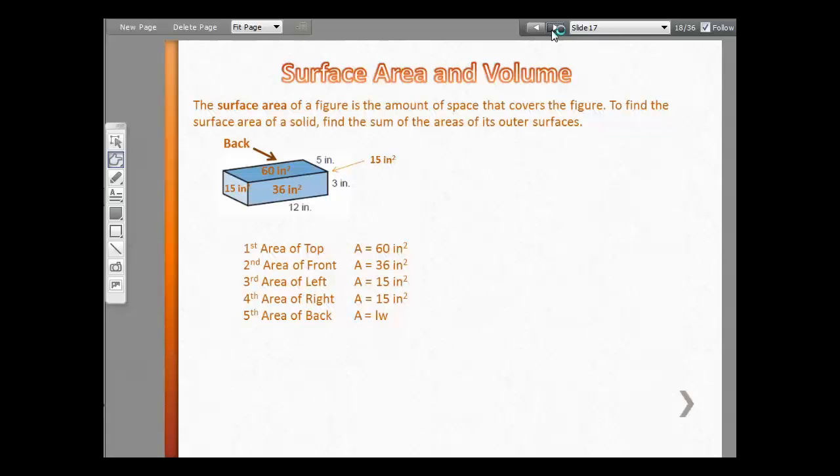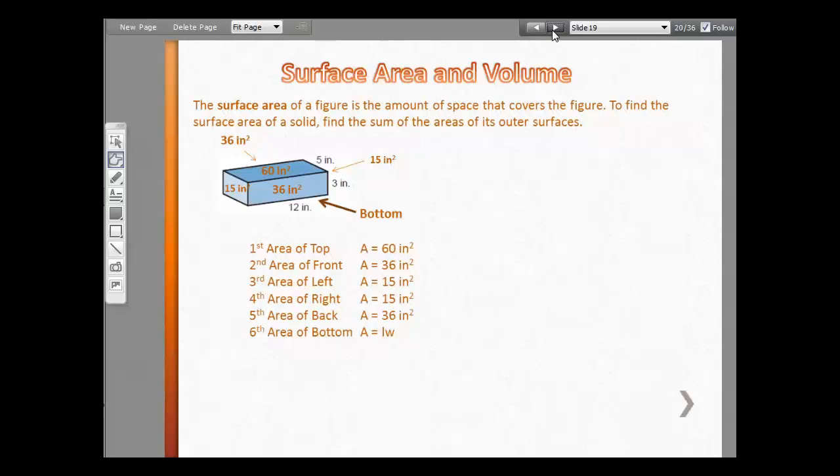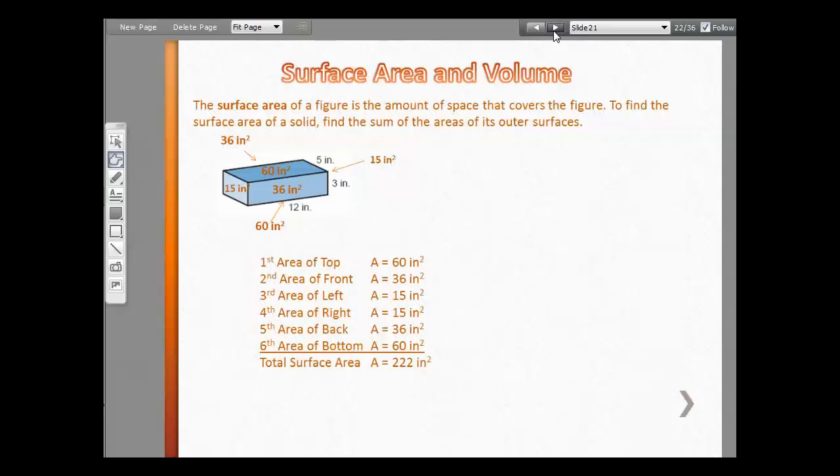Then you're going to do your back. It's length times width. You know you've got, what, 12 times 3? Remember I told you your back is going to be the same as your front? I wasn't telling you a story. 12 multiplied by 3 is 36 inches squared, which is the same as the front. And then the bottom is also length times width, and that looks like it's going to be 12 times 5, which is 60. And I remember I told you your top and bottom will always be the same. Then you just add all those together and you've got your total surface area of 222 inches squared.